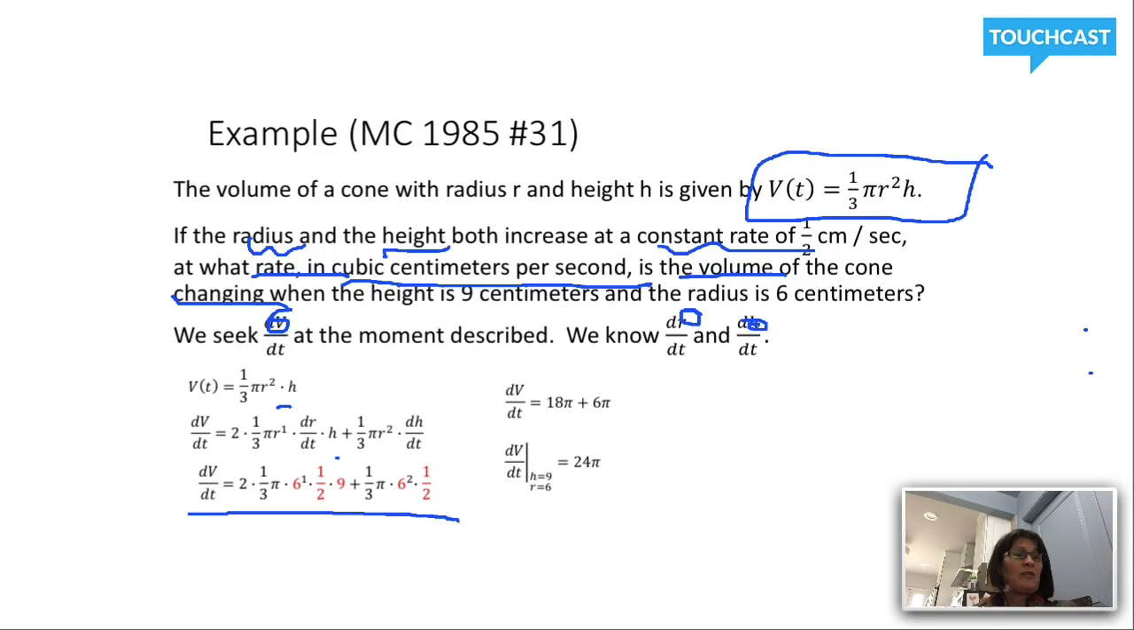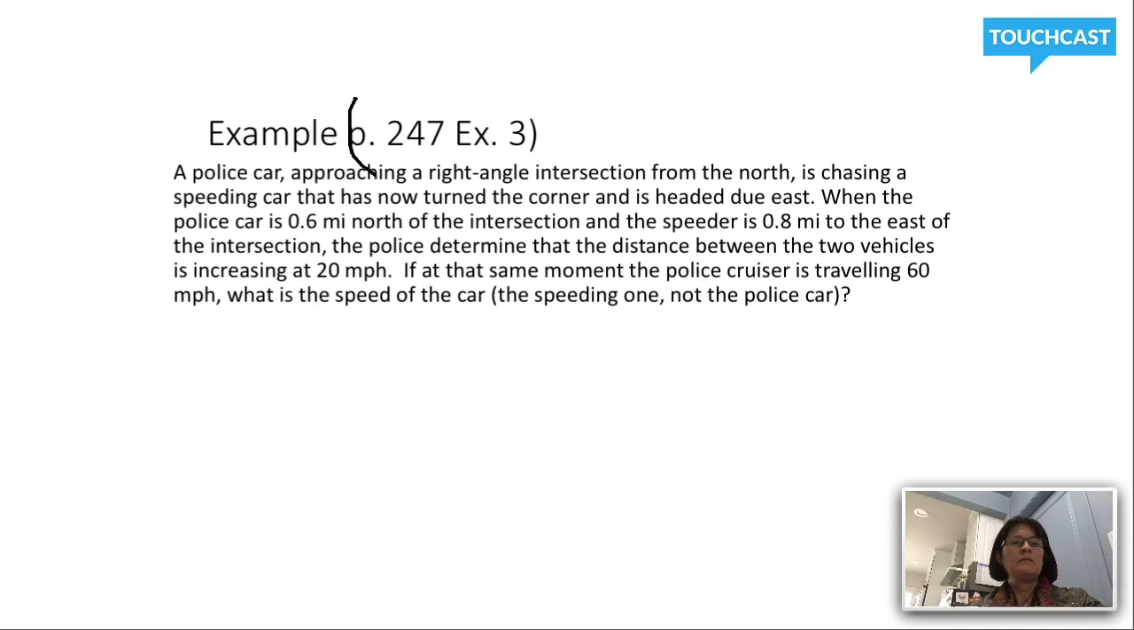If you want to be super specific, I'm computing dv dt, the rate of change of the volume with respect to time, at a particular moment in time, the exact moment when h equals 9 and r equals 6. This is the notation you can use to say that. But in either case, this is a multiple choice question. We're looking for one final numerical answer, and that is 24 pi.